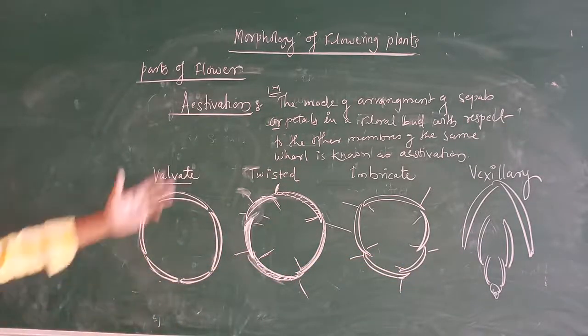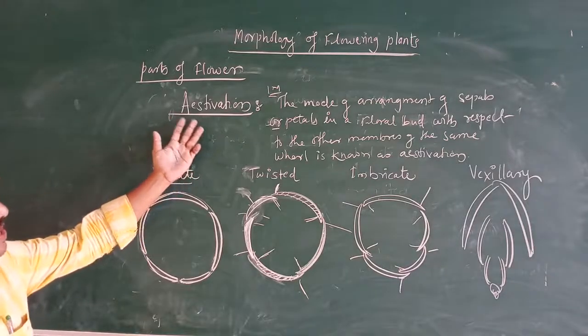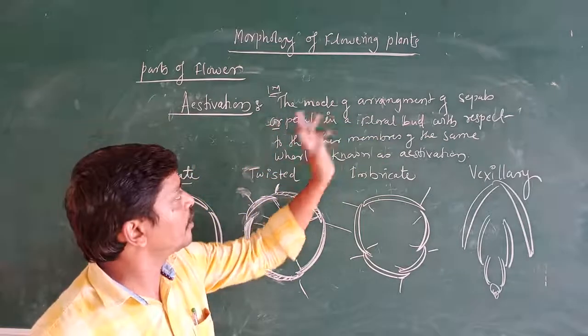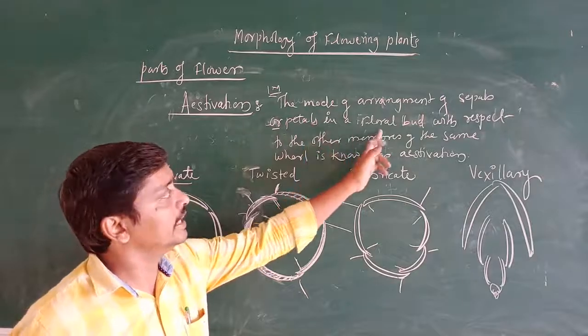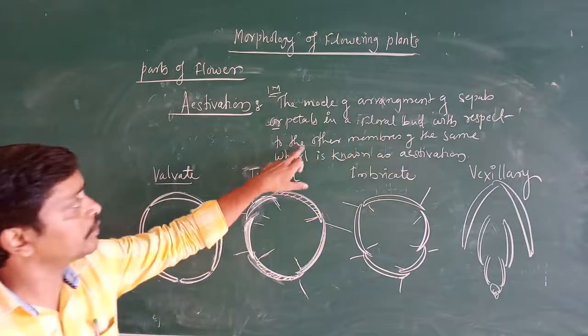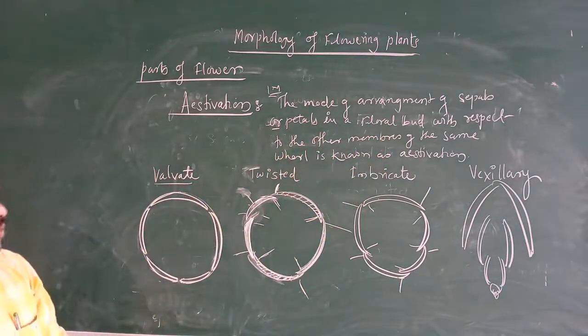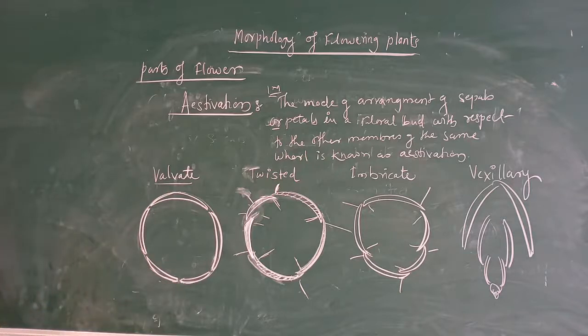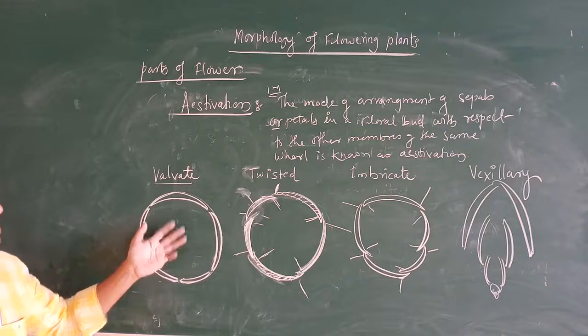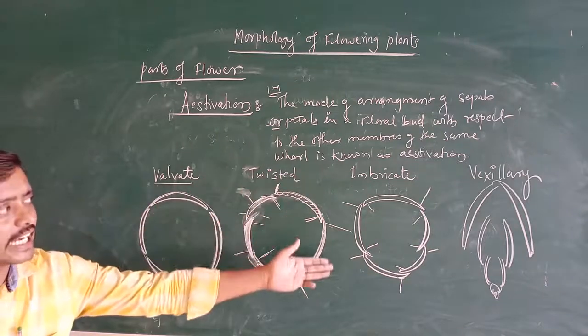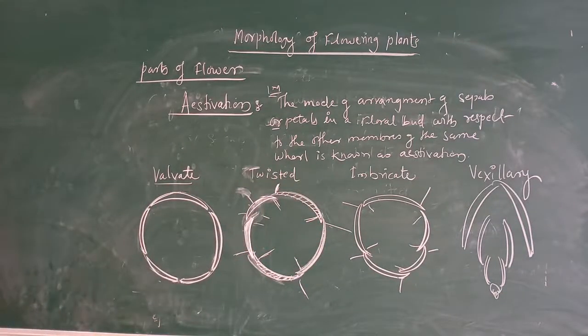So here, the definition of aestivation is the mode of arrangement of sepals or petals in the floral bud with respect to the other members of the same whorl. In aestivation, we are studying here the valvate aestivation, twisted aestivation, imbricate aestivation, and vexillary aestivation.